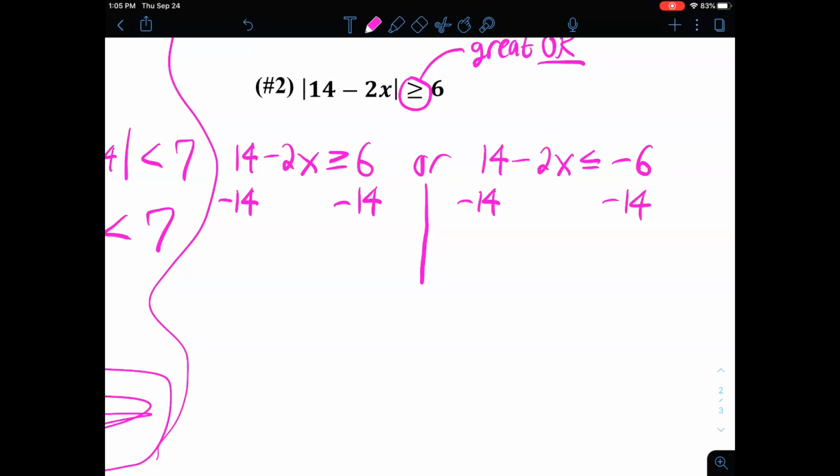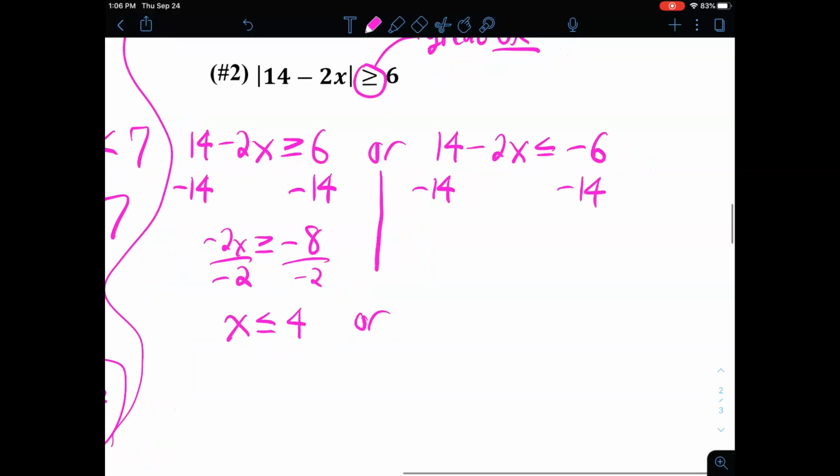Okay, when you get to the end, let's do it the other way too actually in a second here, but we're going to get negative 2x is greater than or equal to negative 8, divided by negative 2. So we got to flip the inequality, right? We divide by a negative, so less than or equal to 4. Or, then over here, we're going to get negative 2x less than or equal to negative 20, divided by negative 2. X is greater than or equal to 10.